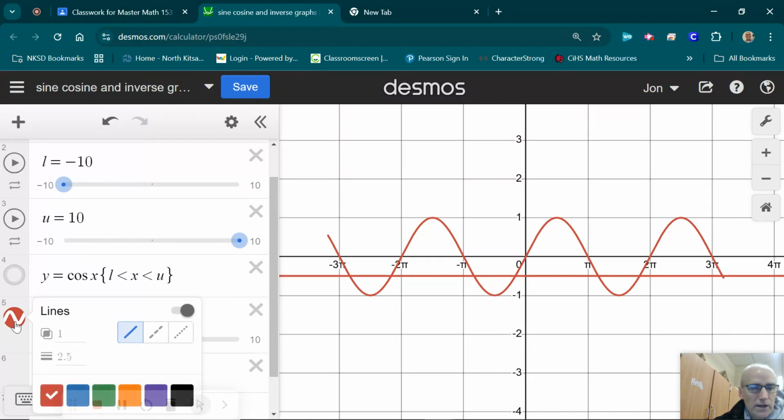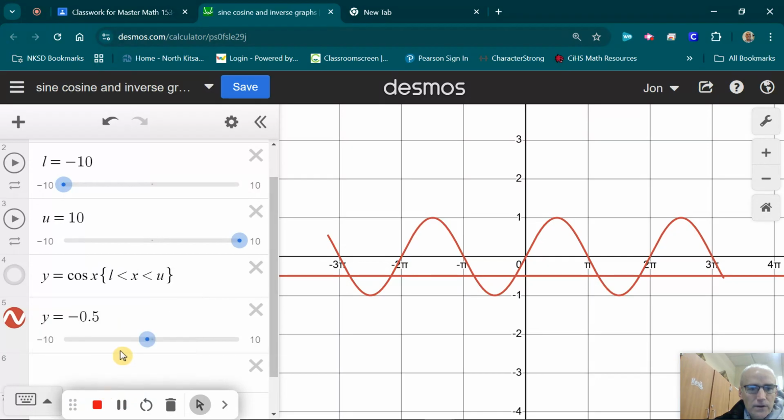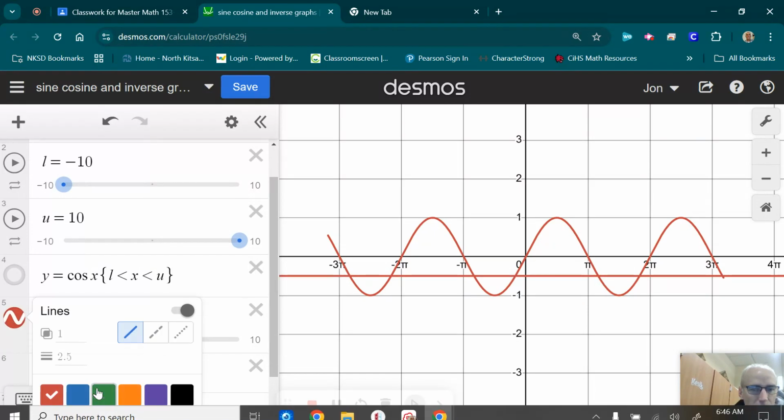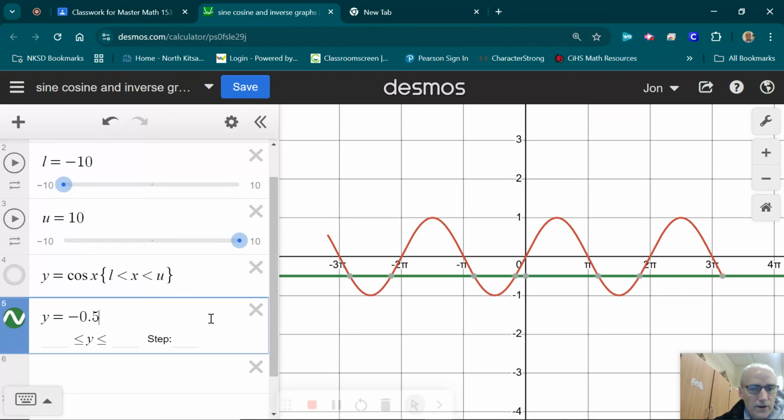I don't want a red line. I want a green line. Okay, it's not changing to green. This doggone thing's in my way. I don't know what the heck that is. So here we go. Come on, go green. There we go. Okay, sorry.